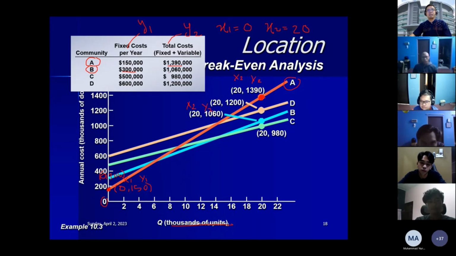So please refer to our fixed cost and also the total cost. Again, please remember x1 is 0, x2 is 20. Y1 and y2 are based on our fixed cost and also the total cost. This is how we plot the graph and draw the lines. Same goes for B, C, and also D. So just plot the graph, and finally you will get a graph like this.